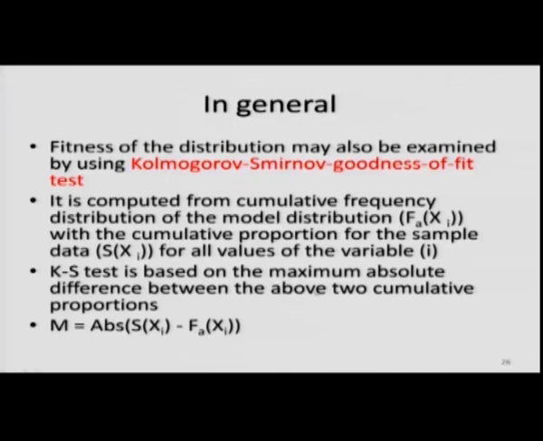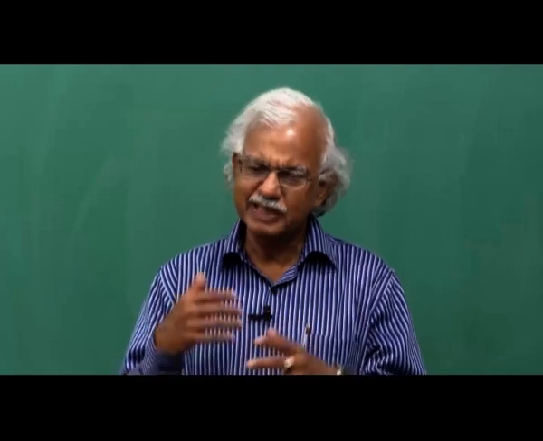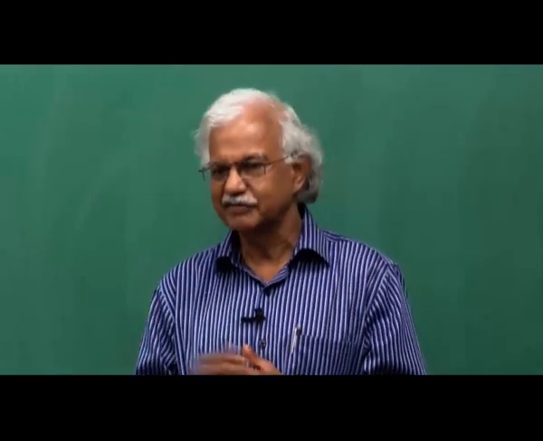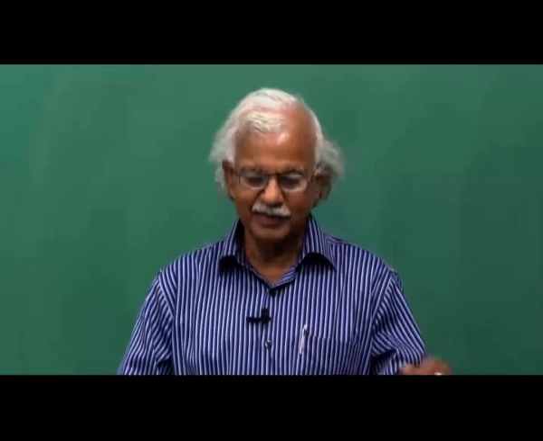The Kolmogorov-Smirnov test, K for Kolmogorov, S for Smirnov. The KS test is based on the maximum absolute difference between the above two cumulative proportions, means capital F x and capital S x. Actually, if your empirical distribution is normal, then the values of F x and S x are same or similar. But if there is a difference between the two, that shows that the pattern of empirical data is not same as that of normal, and at any point the highest difference between S x and F x, theoretical and empirical, is m.